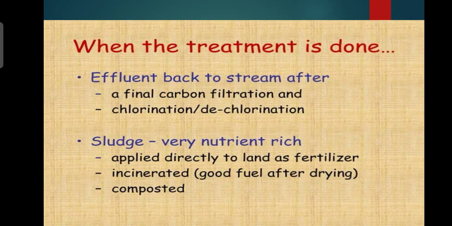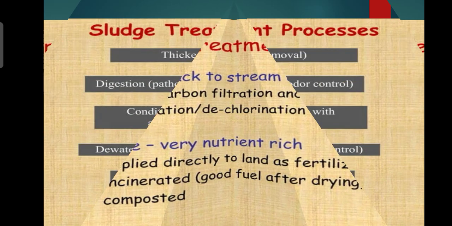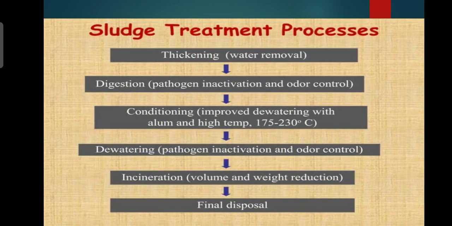When the treatment is done, effluent goes back to the stream. Sludge is very nutrient rich. Sludge treatment process: thickening, digestion, pathogen inactivation and odor control, conditioning, improved dewatering with alum and high temperature, dewatering, pathogen inactivation and odor control, incineration, volume and weight reduction, final disposal.